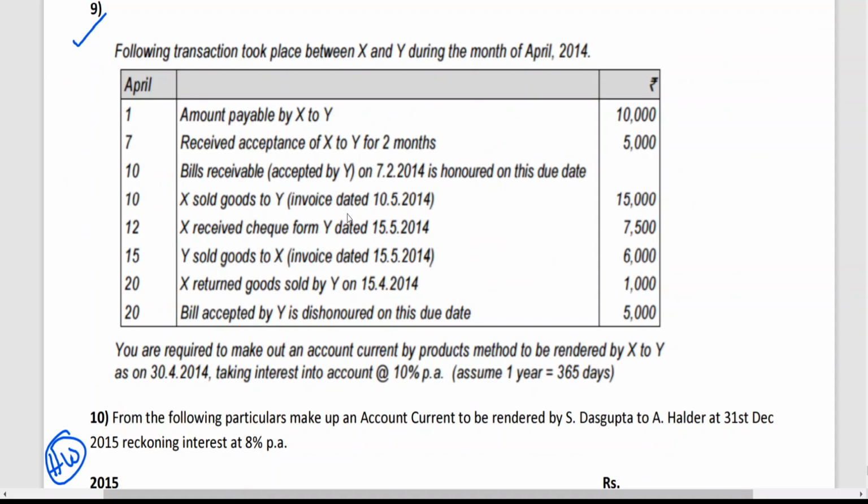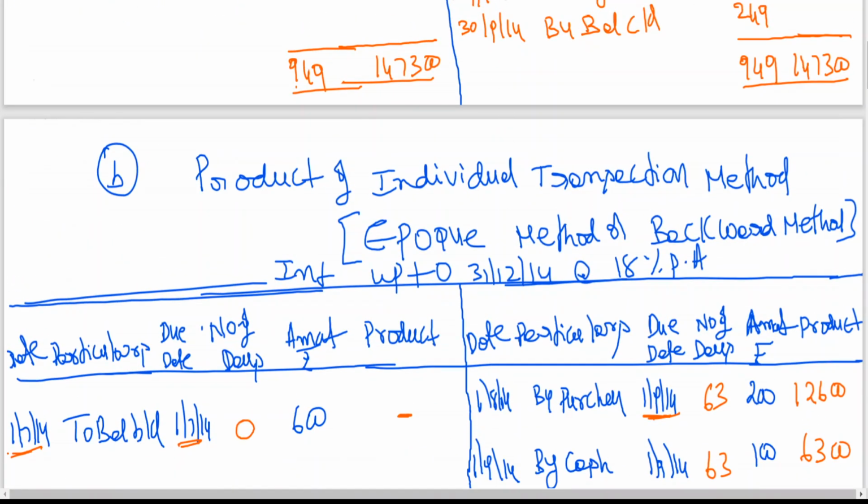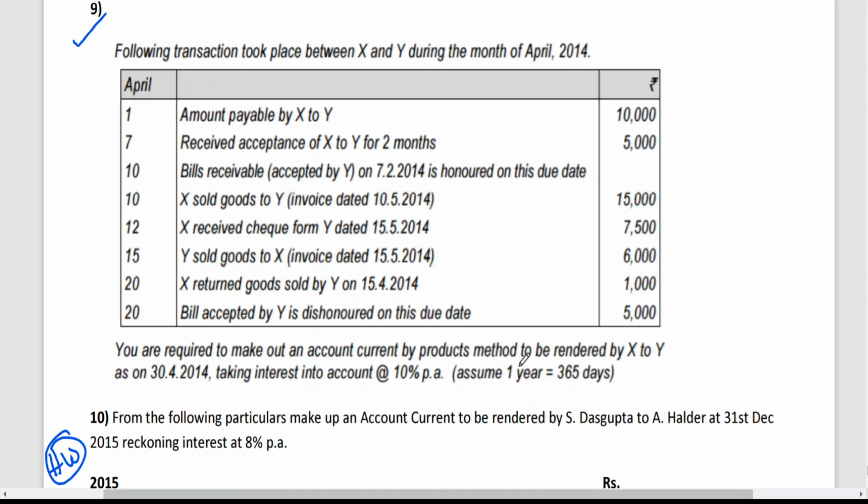The reason I am taking the 9th problem is that you have a few transactions of bills of exchange. From the following transactions that took place between X and Y during the month of April, you are required to make out an account current by the products method. Product of individual transactions or product method, both are same, as I told you already. Product method, the interest table is different. You calculate the product for individual transactions only. You are required to make out an account current to be rendered by X to Y. That means Y in account current with X. Assume 1 year is equal to 365 days.